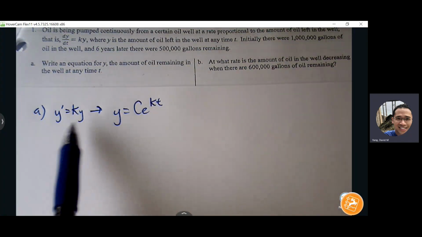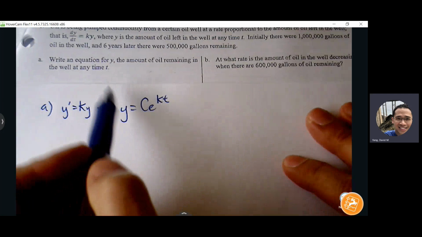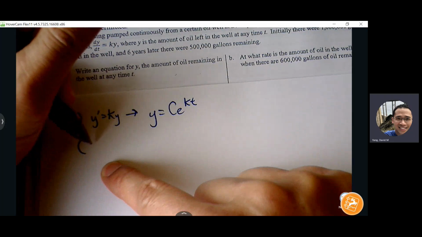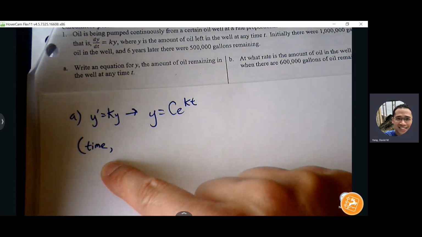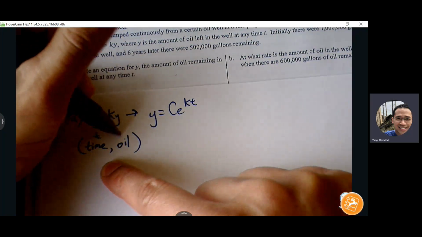We know the process between these two is separating the variables, taking the antiderivative, solving for y. But this is the common one that we know. We'll just turn it into y equals Ce to the kt. But this is the general equation. We also want to write the specific equation. So we're going to gather some ordered pairs. We know that time is going to be our independent variable, and then the amount of oil left, which is t followed by y.